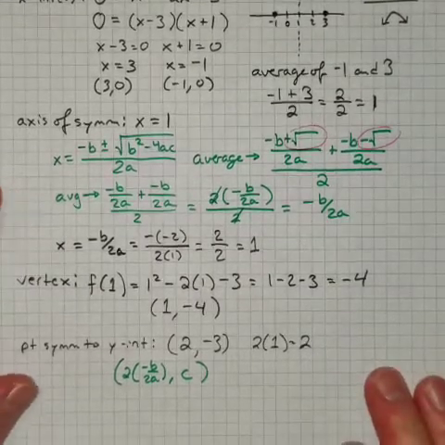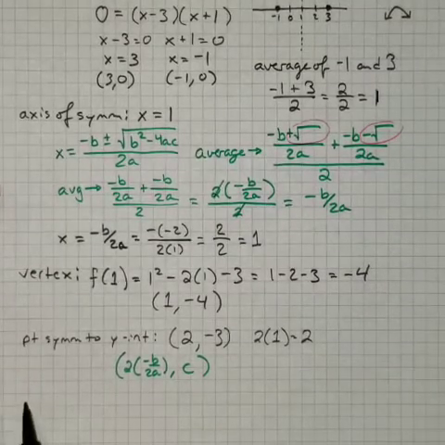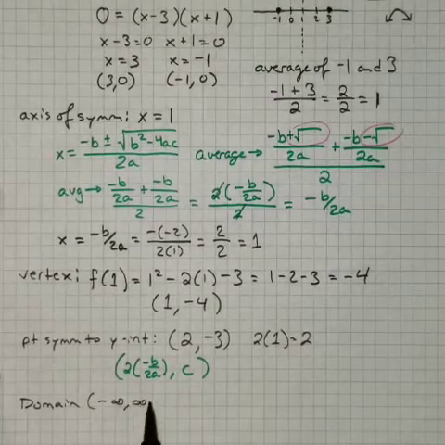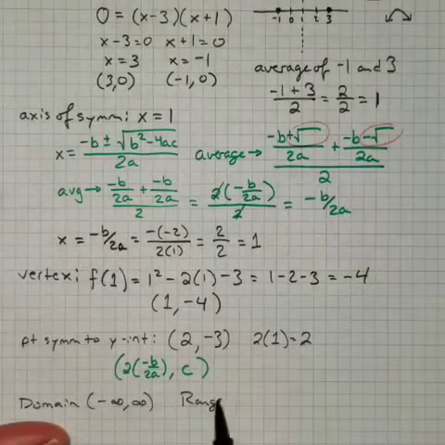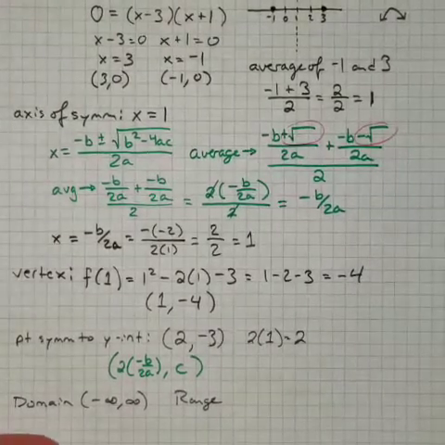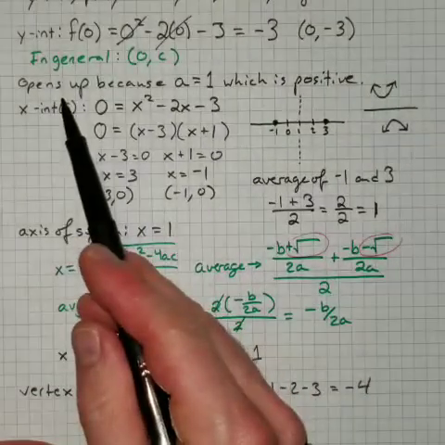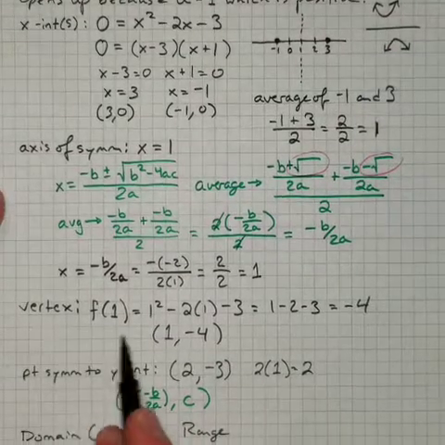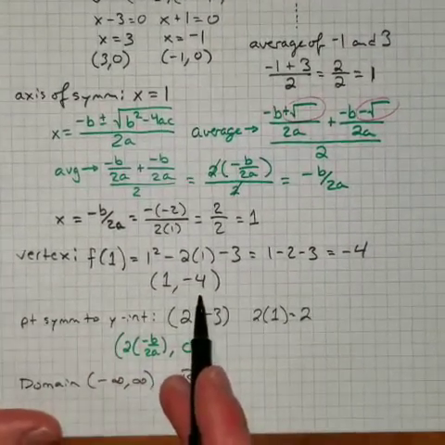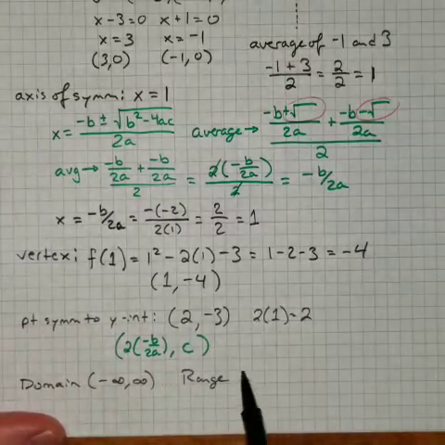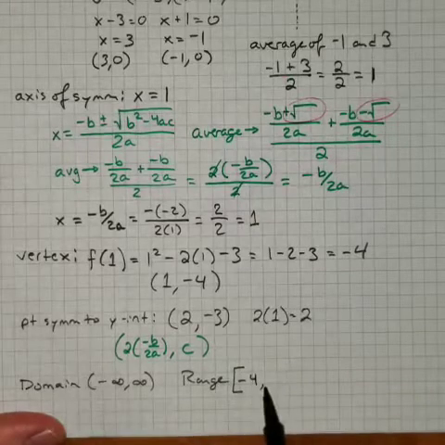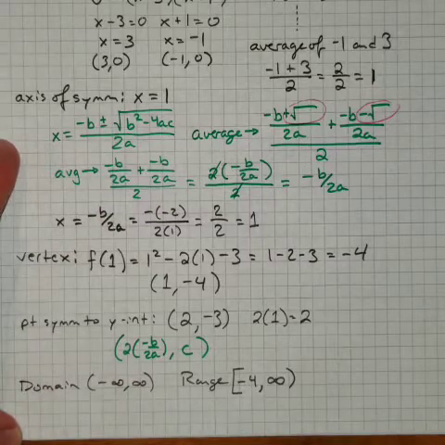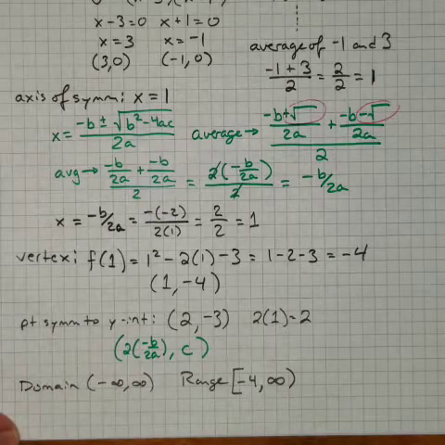All right, finally, the domain and range we can get off of this as well. The domain, first of all, is always all real numbers. And the range, well, because this graph opens up, it's going to have a minimum value at the vertex. In our case, negative 4. So negative 4 is the lowest this graph goes, and then it goes up from there. So the range will be negative 4 to infinity. Okay. All right, in the next video, we'll put all this together and sketch the graph.